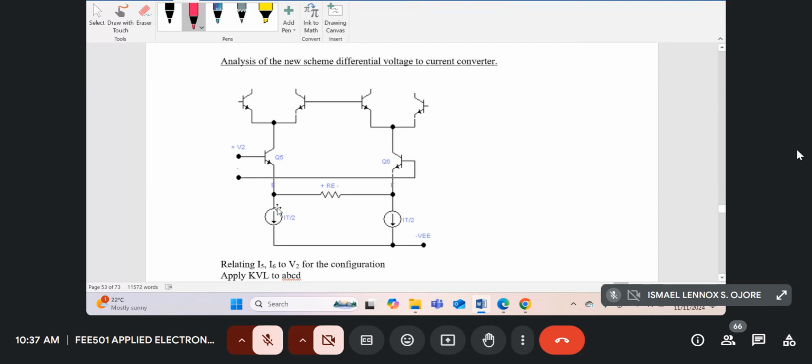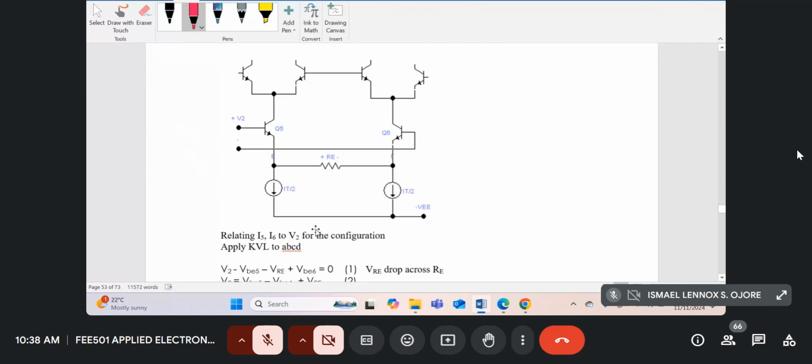And then the two constant current sources, I'm calling this first current source IT by 2, IT by 2. Each of them provides half the total constant current at the emitters of the differential amplifier. That's why I'm calling it I total divided by 2. The T there stands for total. So I've just used my old nomenclature. The transistor bottom left is Q5, bottom right is Q6. So let's analyze this circuit. We want to find the relationship between I5, I6, and V2, or in other words, how V2 varies the currents I5 and I6 in this new configuration.